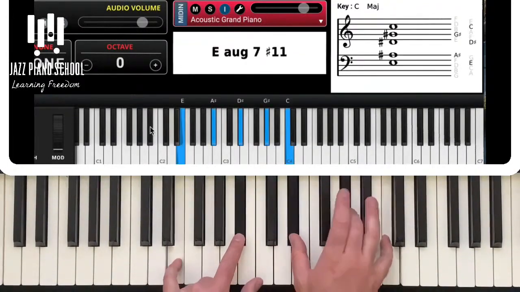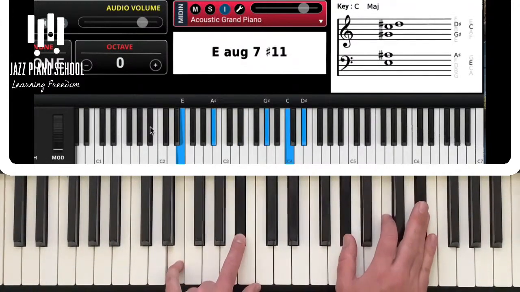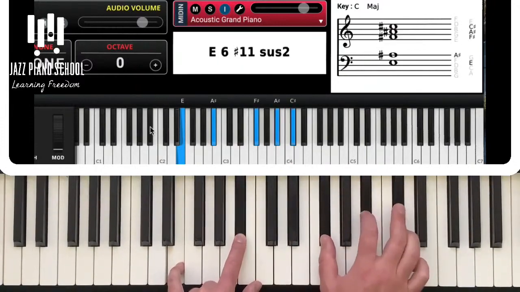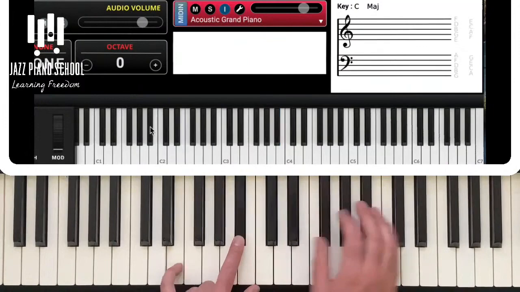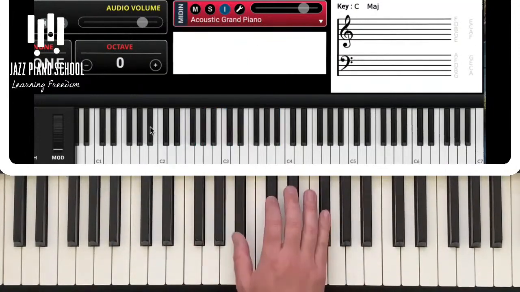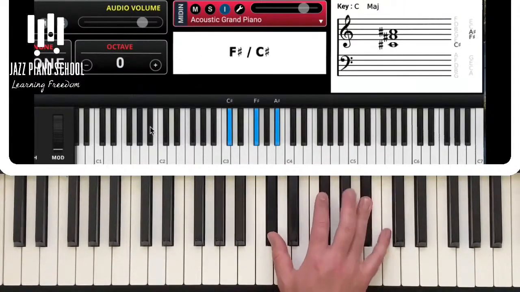You can go, here's my upper structure triad, second inversion, right, of my flat 6th. Here's my upper structure triad, my G flat major triad, but second inversion. You see that? So, right? I'm just kind of switching back and forth. I'm just moving up and down in triads.